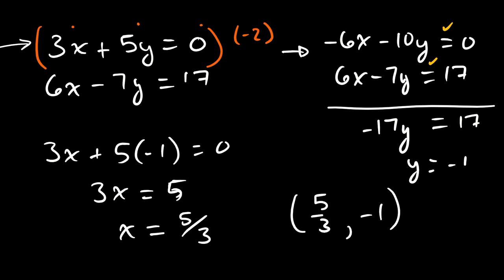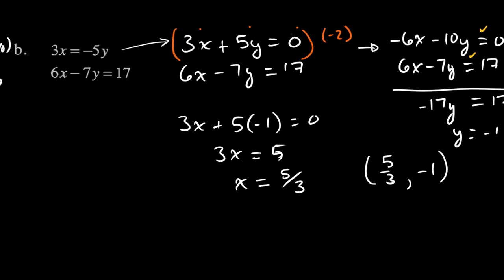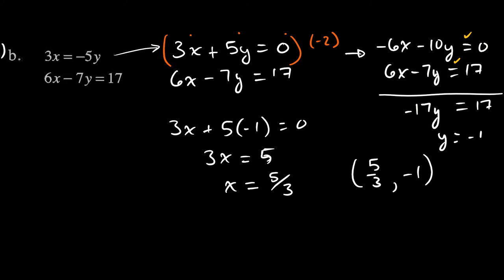And again, it's always a good idea to go back and check that with the original system and see that you haven't created some kind of goofy error. So if I plug 5 thirds into the top equation, 3 times 5 thirds gives me just 5. And on the other side of that top equation, -5 times -1 gives me 5 also. So I can see that the first equation works.